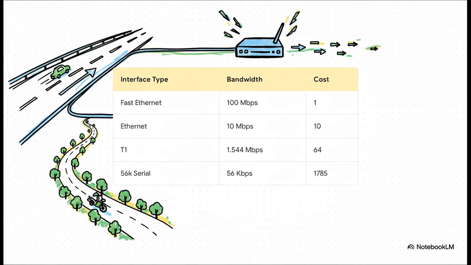So what's this cost thing based on? Bandwidth? It's all about speed. As you can see in this table, a really fast, high-bandwidth link like Fast Ethernet has a super low cost of 1. But a slow, old-school 56K serial link, it has a massive cost of over 1,700. This is what makes sure OSPF will always choose the fast, direct highway over a slow, winding country road, even if that country road has fewer turns.